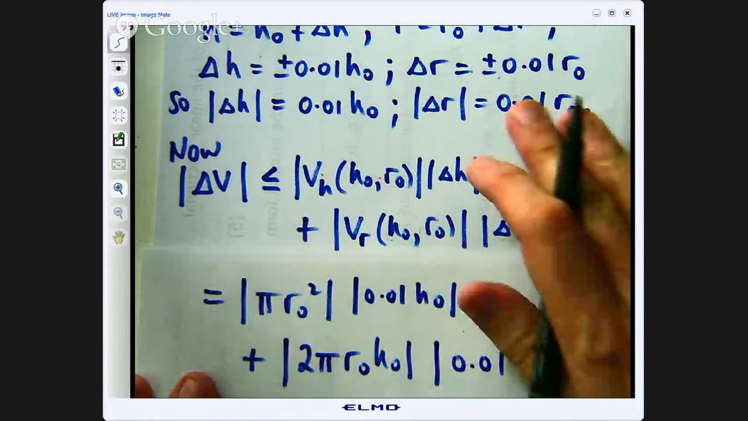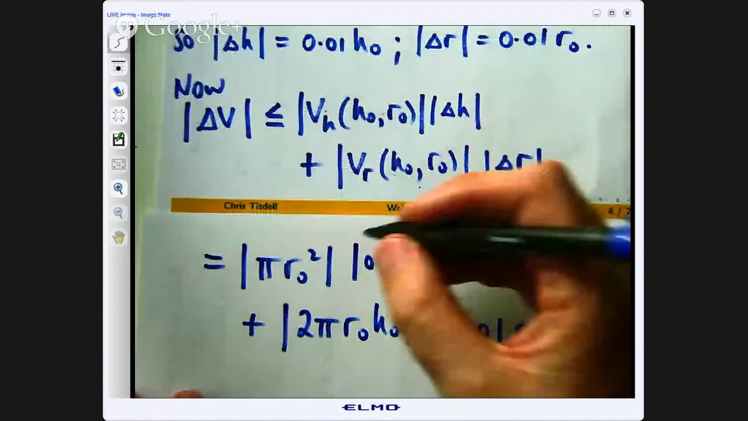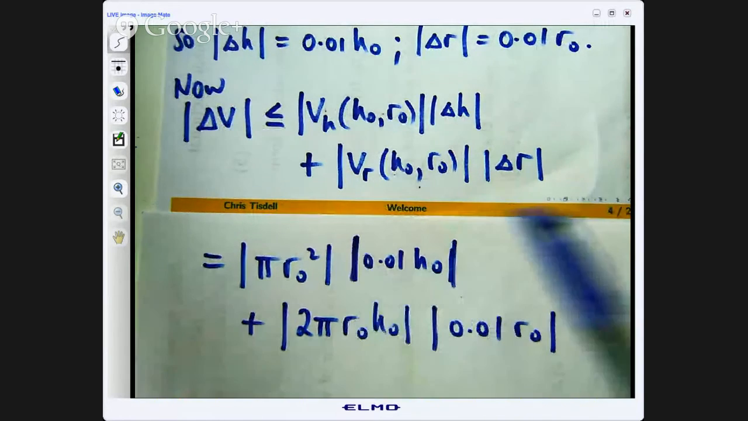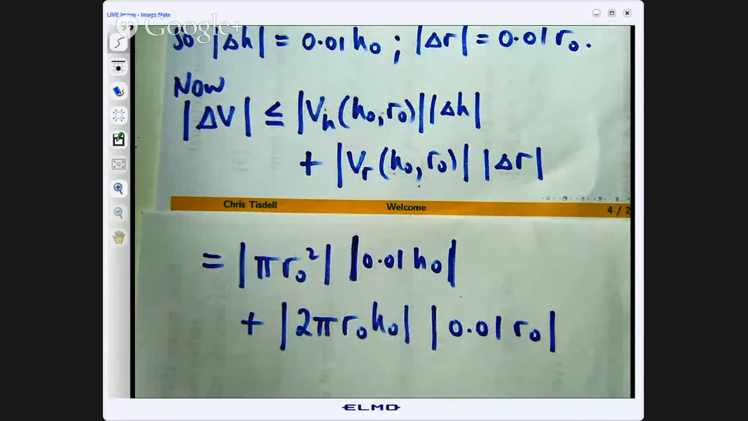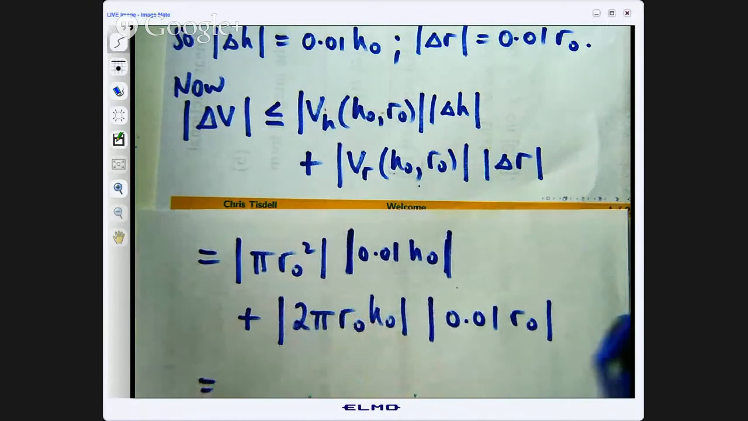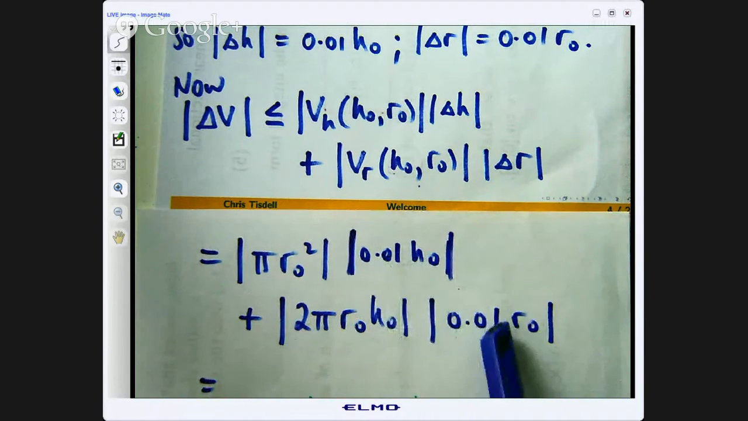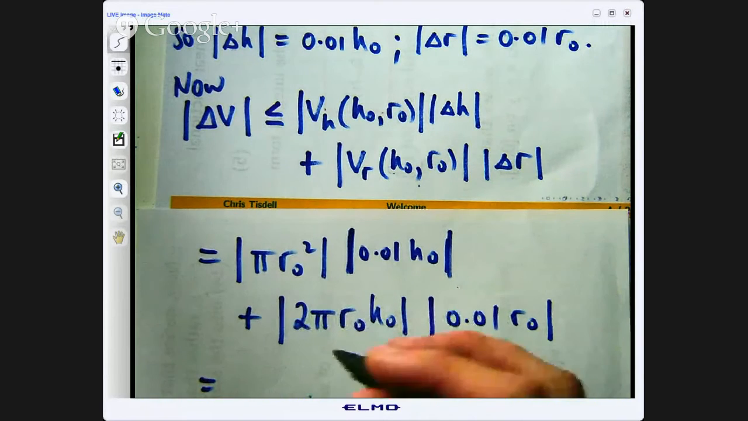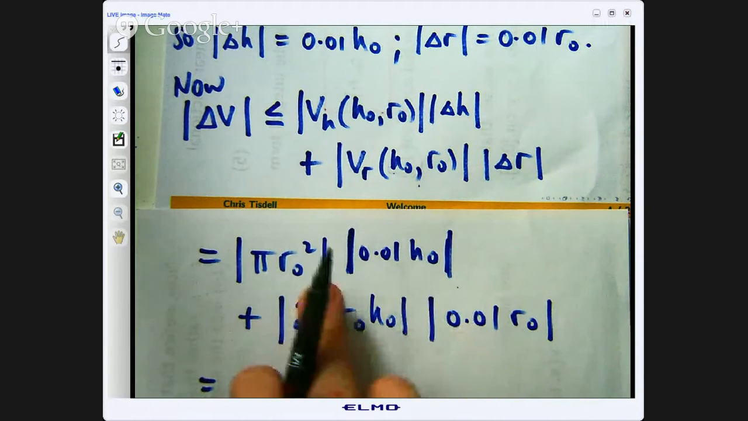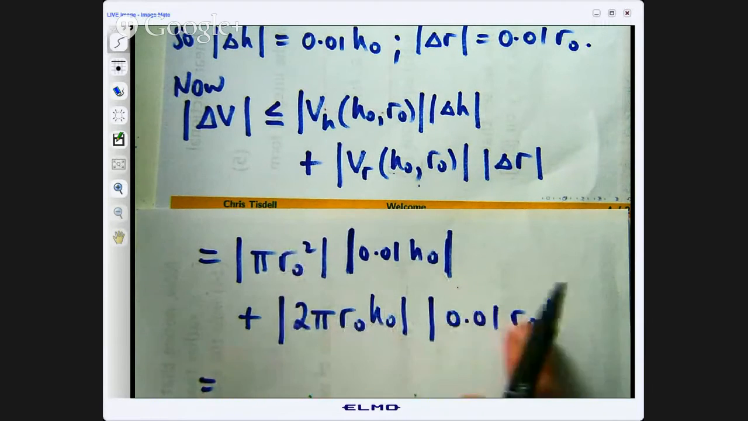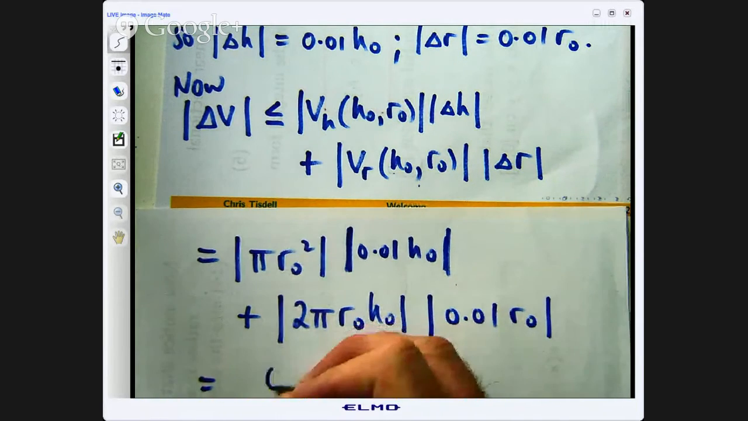Okay, and now I can clean. So this is 0.01 here, this is 0.01 here. I can clean this up. I don't need any absolute value signs here because everything's positive or non-negative. So what I can do, I've got a common factor of 0.01 there, and I'm going to get 2 lots of that there. So if I combine everything here, I'm going to get a h naught r naught squared and a h naught r naught squared. So I'm actually going to get the following.